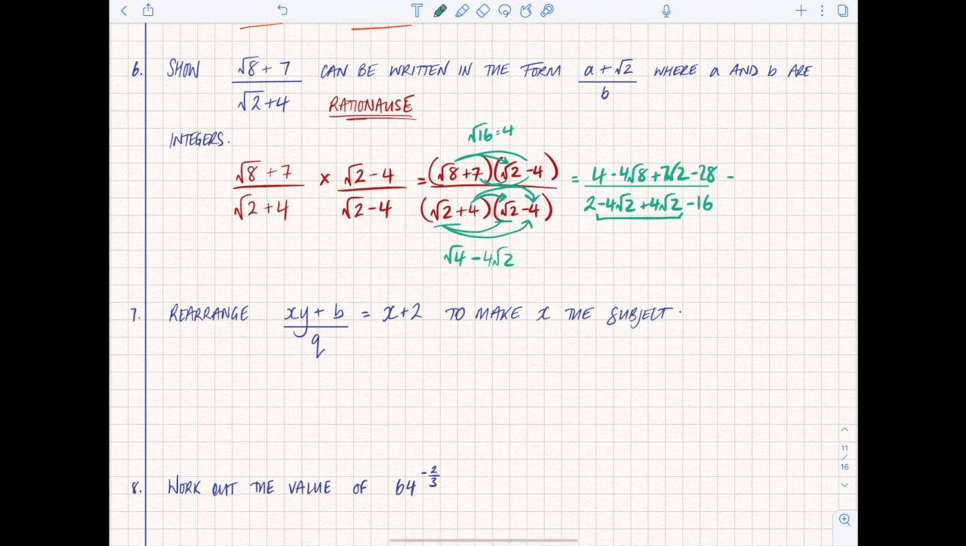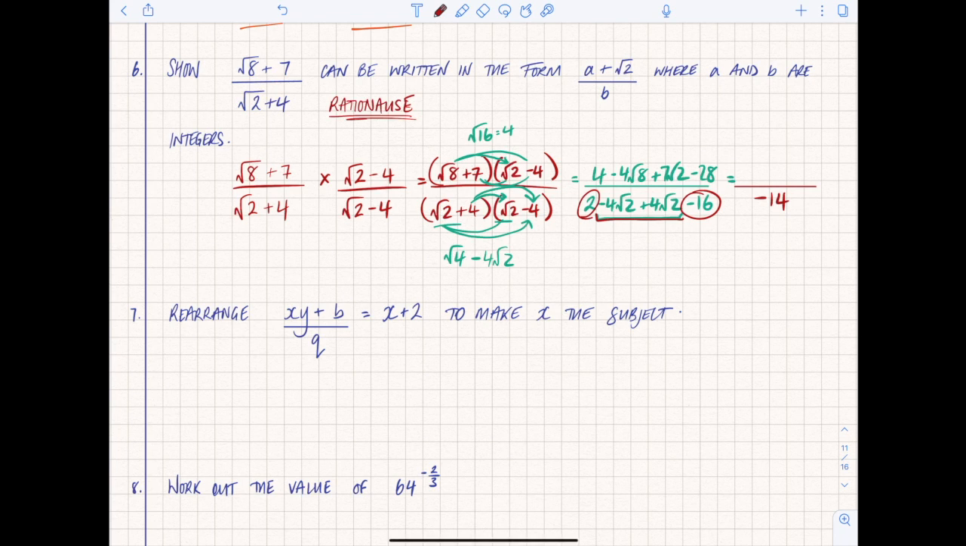So the bottom, at this point here, the bottom now cancels out. So minus 4 root 2 plus 4 root 2 disappears. So we're left with 2 minus 16, which gives me minus 14. So I end up with a negative 14 at the bottom because this is cancelled out.